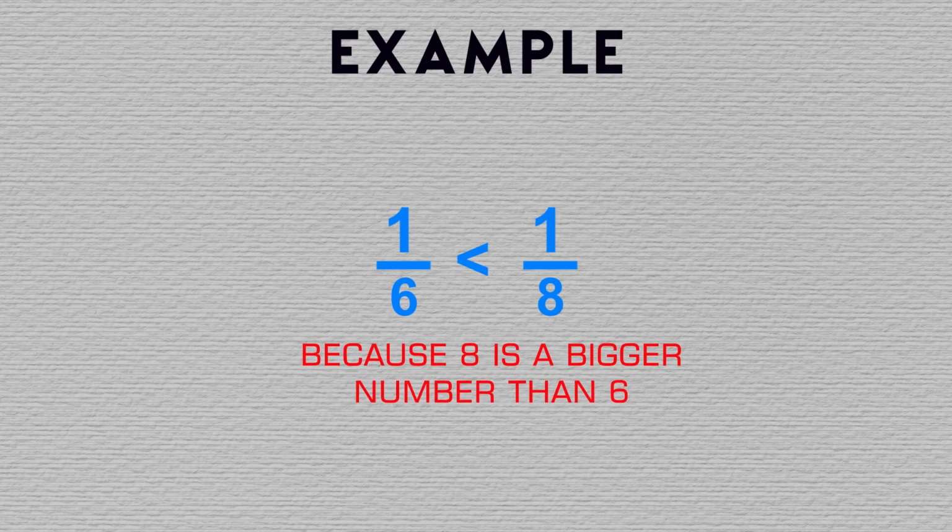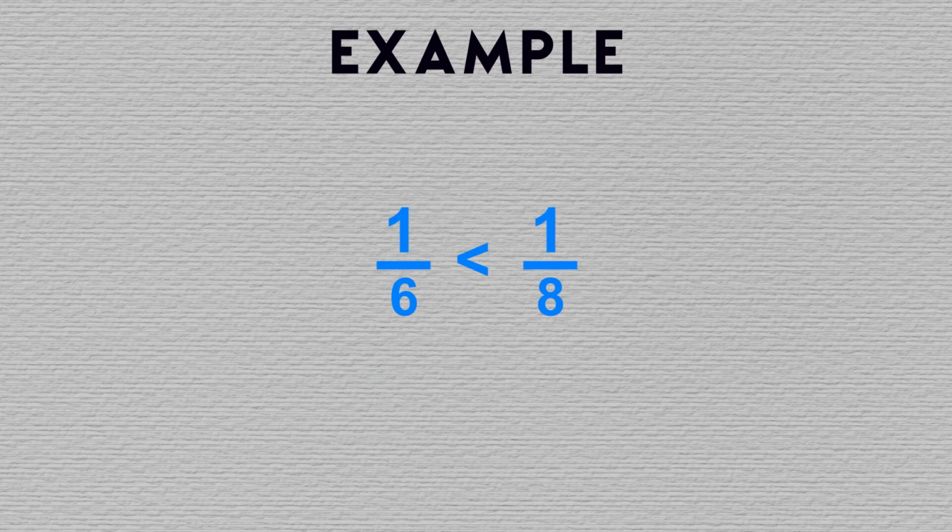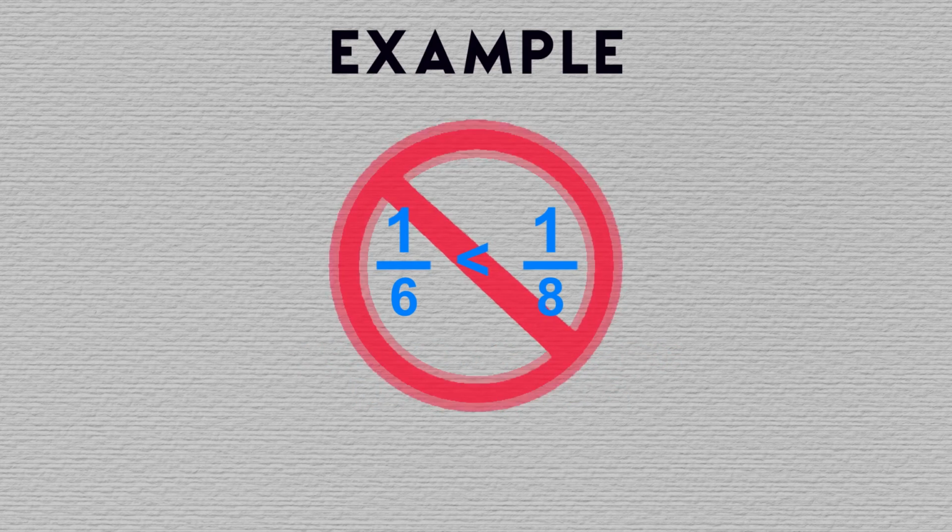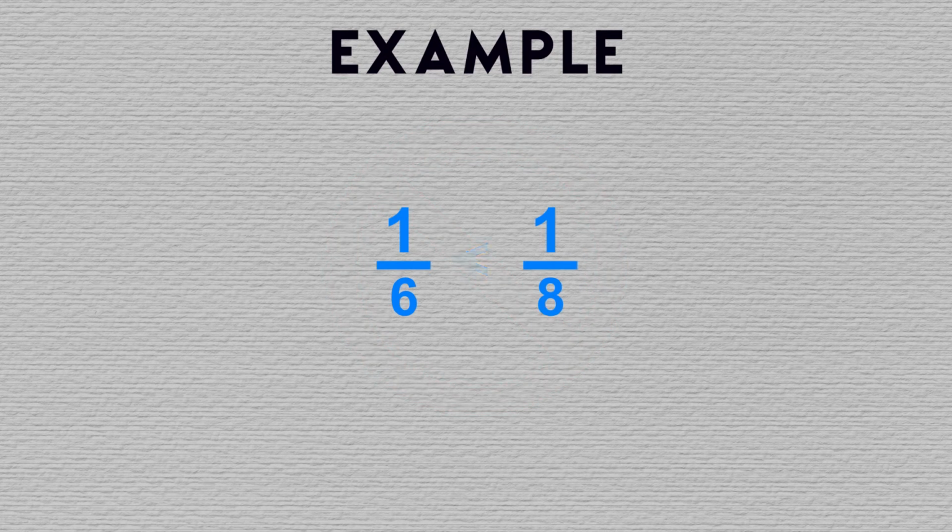If we have to compare two fractions, say 1 over 6 and 1 over 8, some of you might be tempted to say 1 over 8 is bigger because we know that 8 is a bigger number than 6. Unfortunately, this is not the case in fractions, and 1 over 6 is greater than 1 over 8. Let's see in the video further how I got this answer.